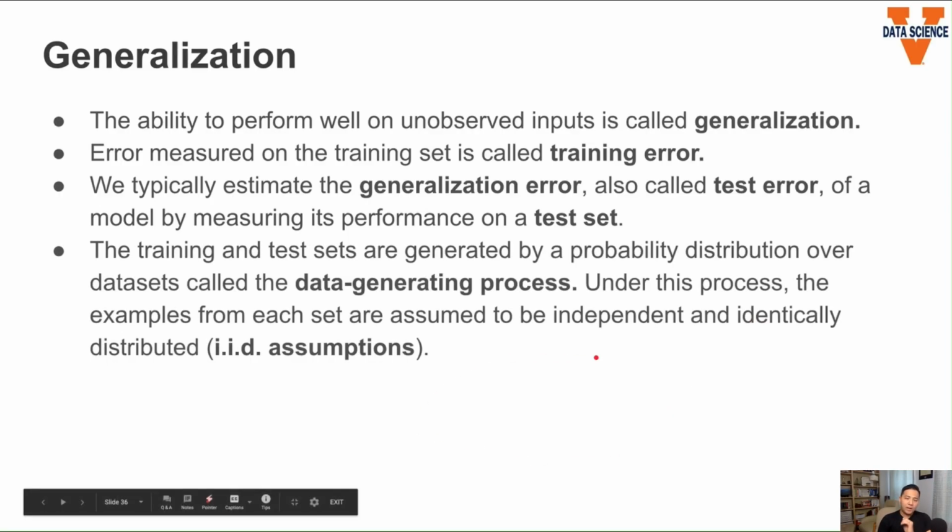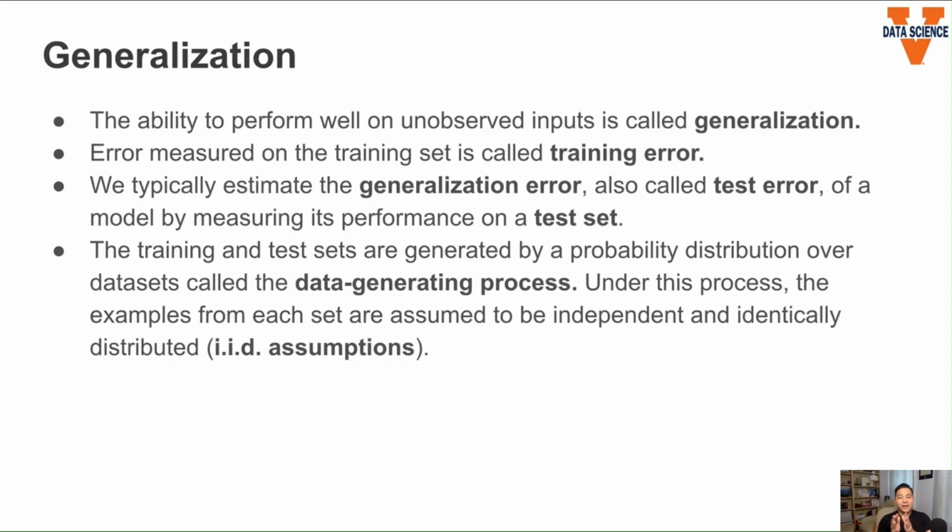So we have one little assumption that we had to make when we divide this into testing and training errors: that both training and test sets are generated by a probability distribution over the data set called the data generating process, right? And this process is assumed to be independent and identically distributed. This is called the i.i.d. assumption in statistics, to make sure that both of our data sets are drawn from the same independent and identically distributed distribution.